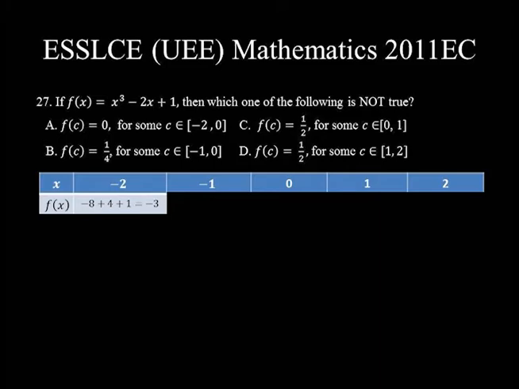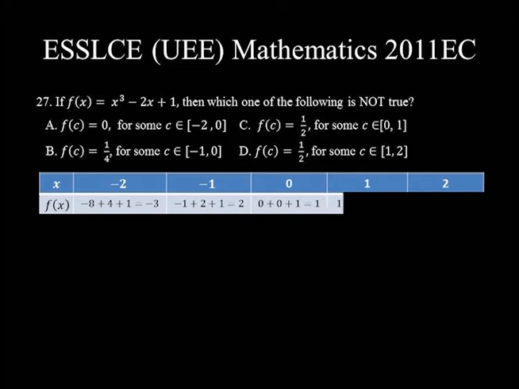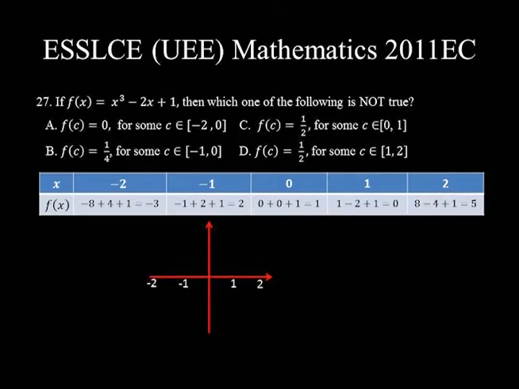F of negative 1 is equal to negative 1 cubed, that's negative 1, minus 2 times negative 1, that's plus 2, plus 1, which is equal to 2. F of 0 is equal to 0 cubed, that's 0, minus 2 times 0, that's also 0, plus 1, which is equal to 1. F of 1 is equal to 1 cubed, that is 1, minus 2 times 1, that's negative 2, plus 1, which is equal to 0. F of 2 is equal to 2 cubed, that's 8, minus 2 times 2, that's negative 4, plus 1, which is equal to 5. Let's mark each of the ordered pairs.